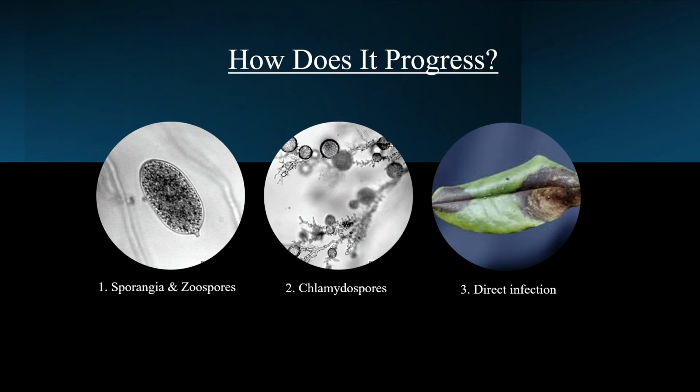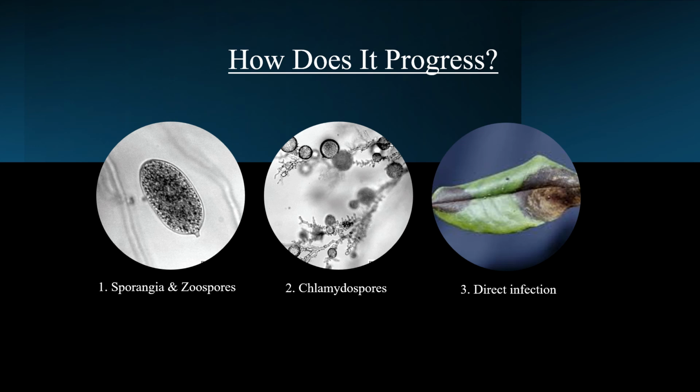Let's take a closer look at its life cycle. P. ramorum has a complex life cycle that allows it to persist in the environment and spread effectively. It produces sporangia, which release swimming zoospores that travel through water, making rain and irrigation key factors in its transmission. These spores can quickly infect new plants, particularly in wet conditions.